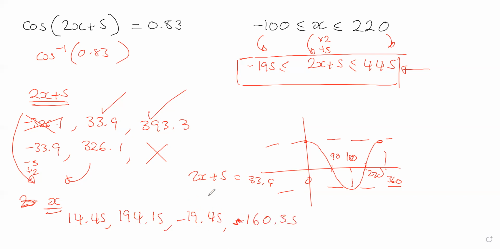And if I want to double check, I can just pick one. So let's pick this one randomly, and let's double check that it does fit the initial equation. So I'm going to say, what's 2 lots of 194.45, add 5, and I'm going to cos that. Does that give me 0.83? Let's do it.